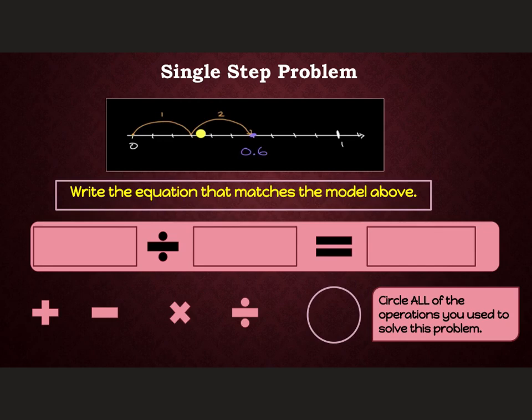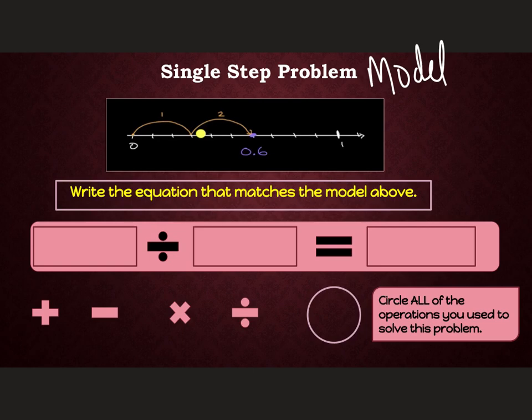Okay, this is a single step problem, but it does have a model, so I should have written model in here. Apologies. So what we're looking for is an equation. We've got to find an equation that matches this number line. And what we need to find is the 3 blanks at the bottom. We have blank divided by blank equals blank.